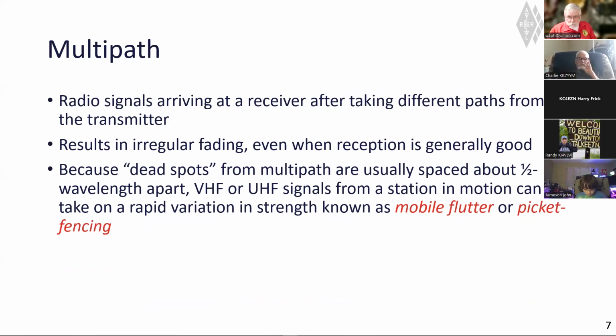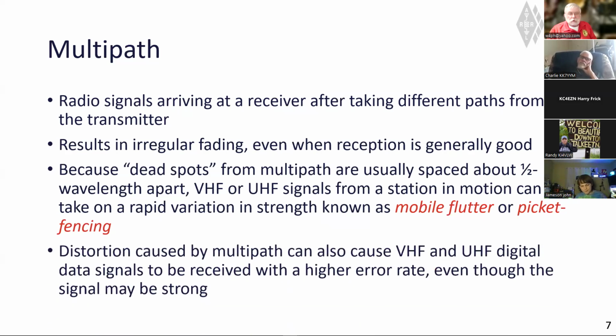Because dead spots from multipath are usually spaced about a half wavelength apart, VHF or UHF signals from a station in motion can show a rapid variation in strength known as mobile flutter or picket fencing. The distortion caused by multipath can also cause VHF and UHF digital data signals to be received with a higher error rate, even though the signal may be strong.